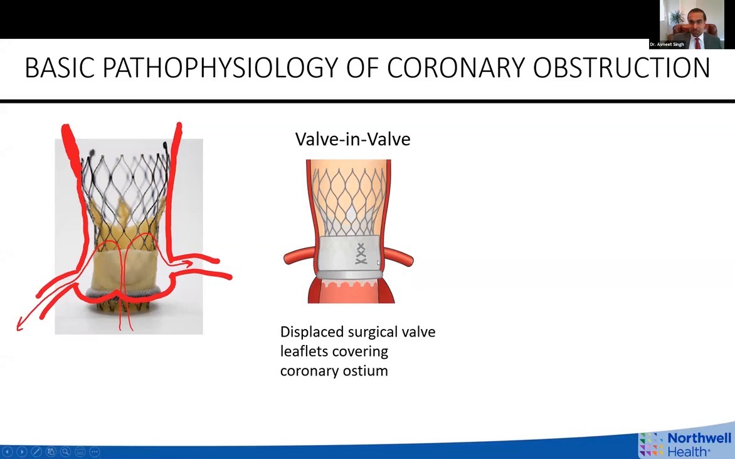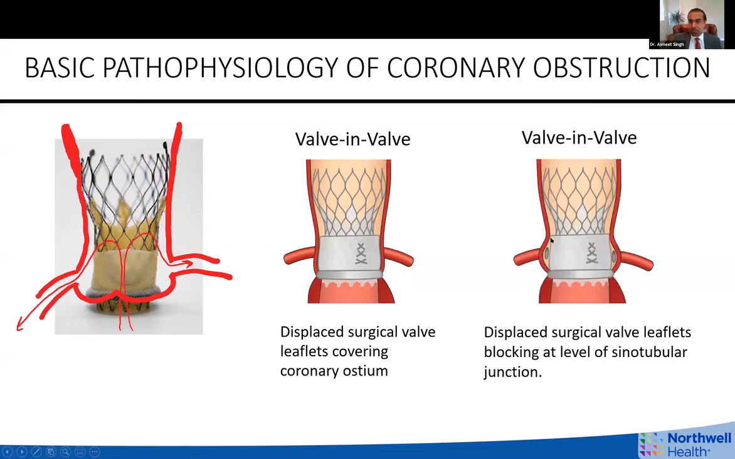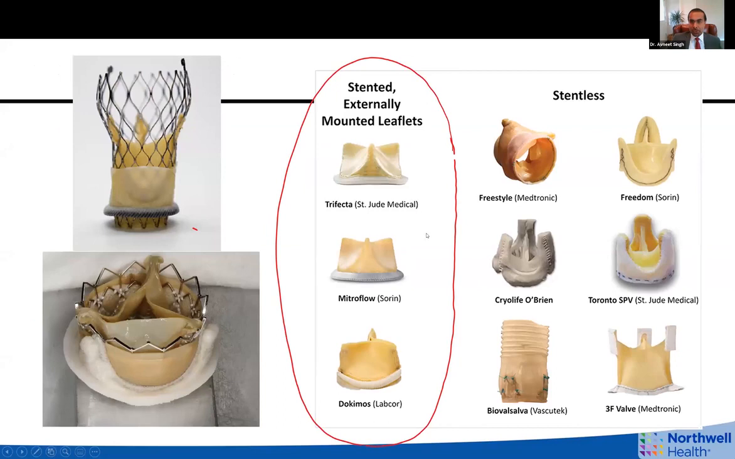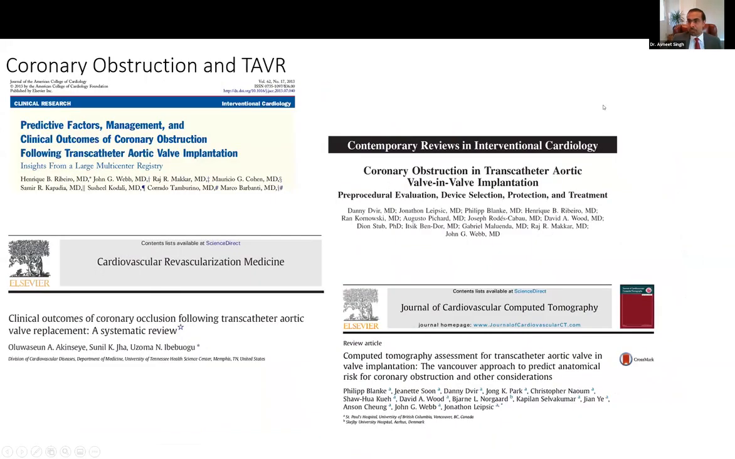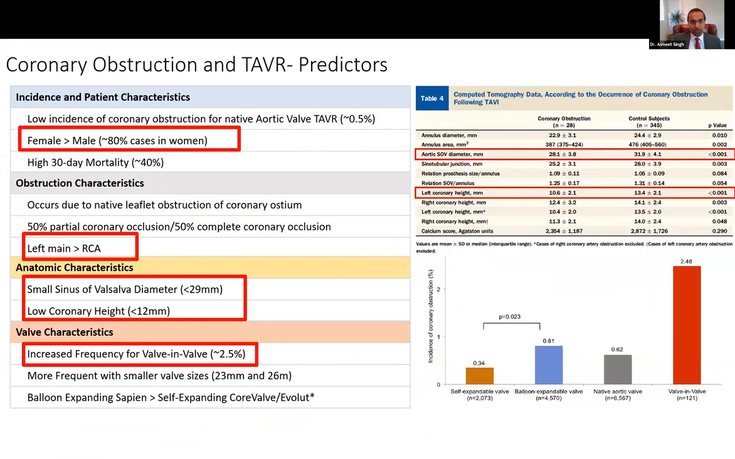However, if your sinuses are small and the sinotubular junction is low with a narrow diameter, then the valve leaflets from the surgical valve essentially close off any flow that can go into the coronary arteries. And we know from experience that this is more prevalent in patients who have a previous surgical valve with externally mounted leaflets, because that gets pinned into the sinuses adjacent to where the ostia is. There have been several observational publications that came out, and this is what we know so far.